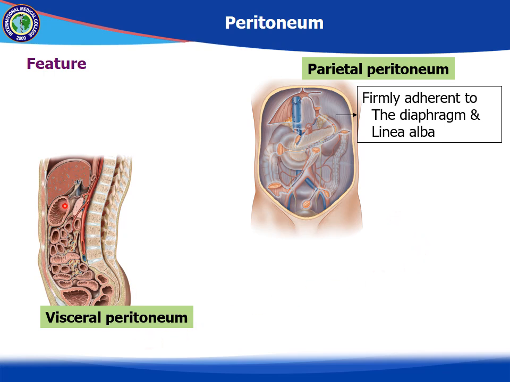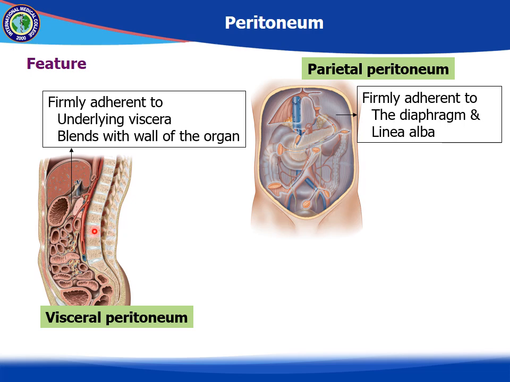Visceral peritoneum, you can see covering the walls of the organs. This is firmly adherent to the underlying viscera, blending with the wall of the organ. It is usually considered as a layer of the wall of the organs. So the outermost layer is actually peritoneum, but histologically it is considered a component part of the wall of the organ, as it is very tightly adherent.